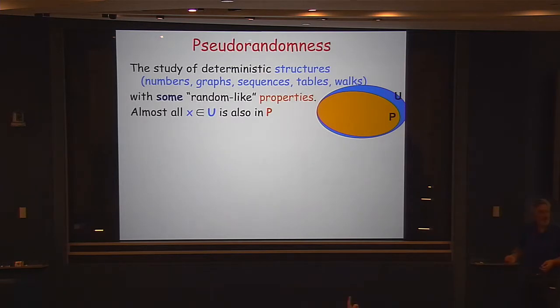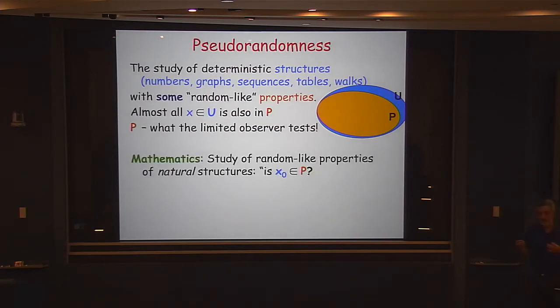When you say almost all, that means the complement is measure zero? Measure zero if it's continuous, or maybe it's 99% if it's discrete. Okay. So these properties will relate to what observers are testing. It will be like a test.